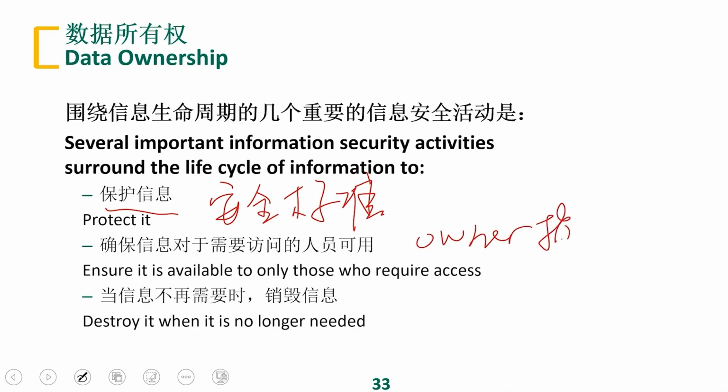Equivalent to our admin or DBA. From a technical point of view, authorize someone through tools or operations. Then from a management perspective, in fact, it is the owner who specifies the authorization. The third one, when information is no longer needed, then the owner has the right to destroy the information. These are data authorizations, that is, from the collection of data to the use of data to the destruction of data. The owner must have the final say.